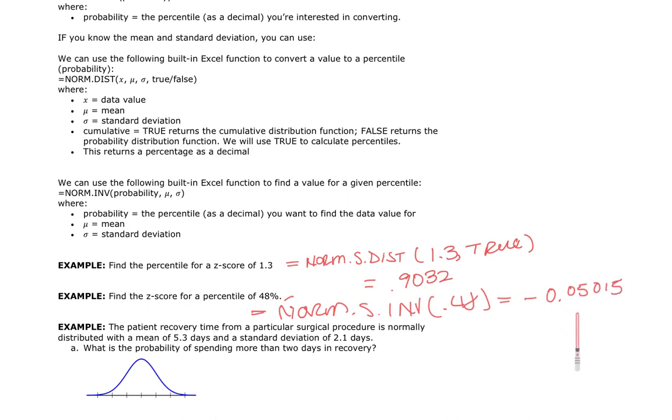This is the z-score associated with some given data piece. And this tells me I am below the mean, and that makes sense because the 48th percentile would be less than the mean. If the mean is 50, then we would expect 48%, the 48th percentile, to be less than the mean.